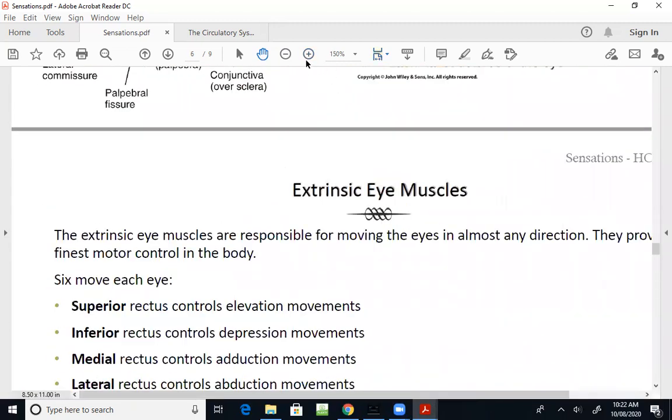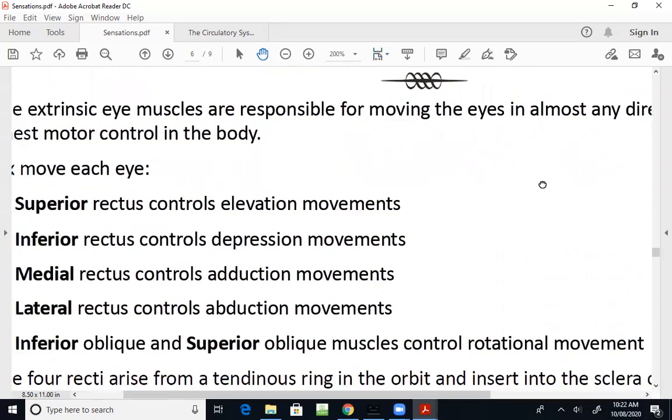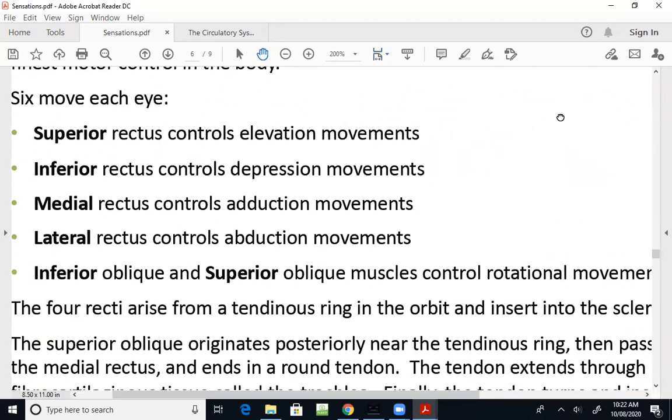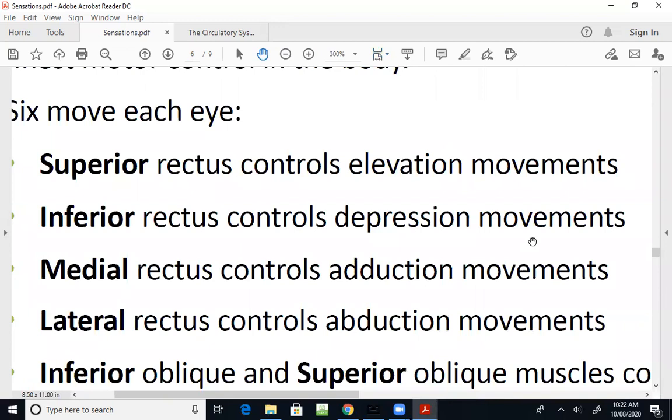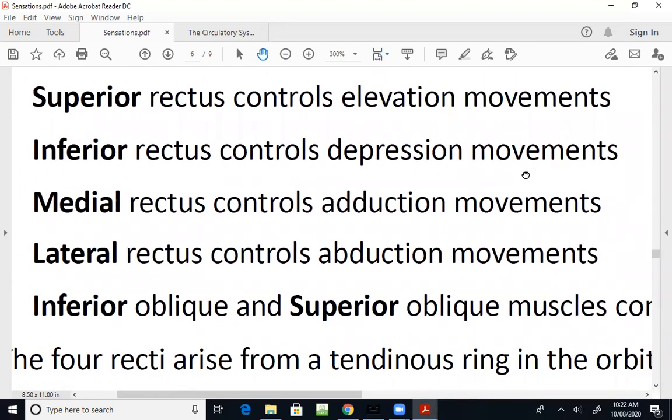Okay, one more slide here on accessory structures before we dive in on the eyeball itself. Let's talk about the muscles that help move our eyes.